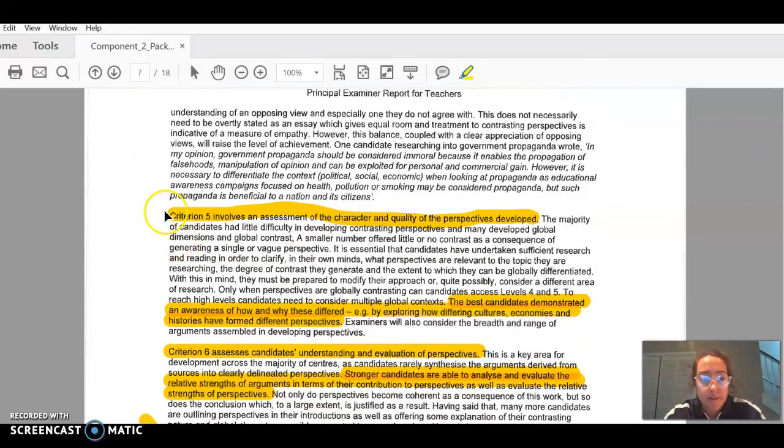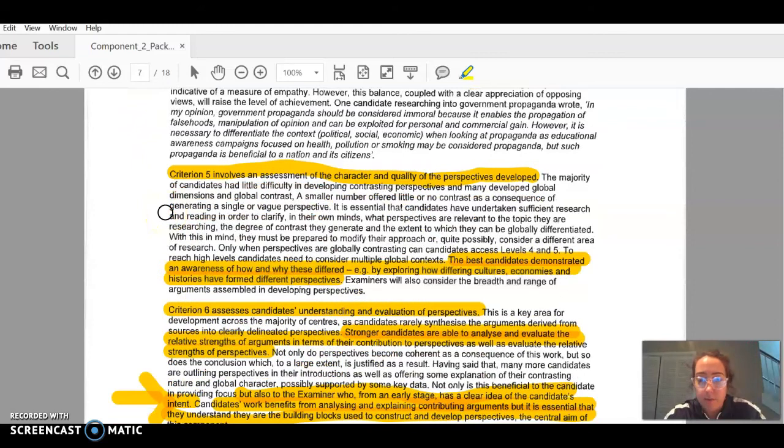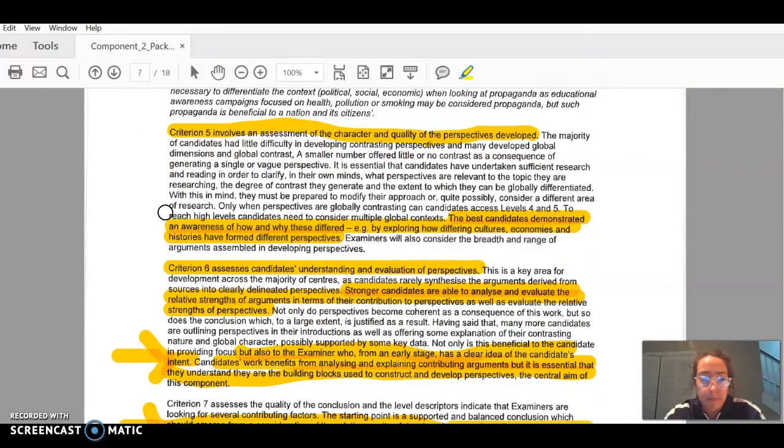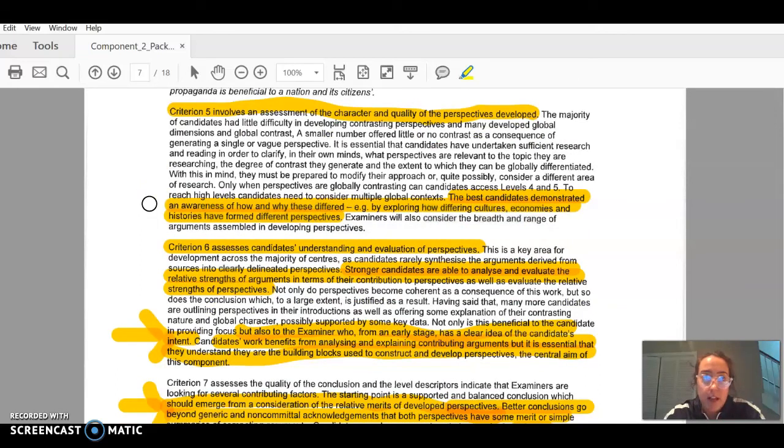Criterion 5, the quality of the perspectives developed. This, I think, is an interesting point. It says the best candidates demonstrated an awareness of how and why the perspectives differed, kind of talking about where they come from, those ways of thinking, which may be something that you hadn't thought of before. And I think that can lead to stronger marks when you're talking about global perspectives. Why do I see an issue differently than somebody that lives in Dubai, for example?